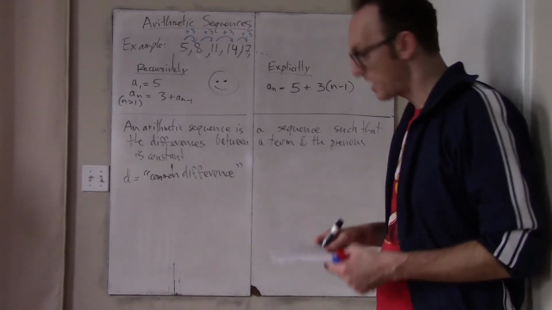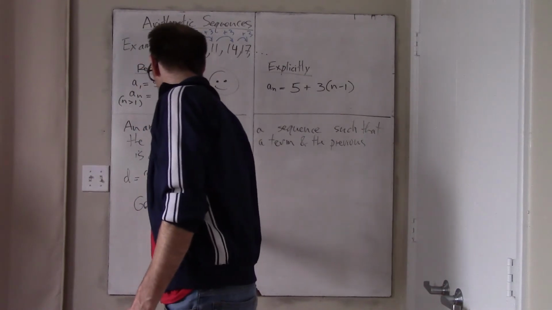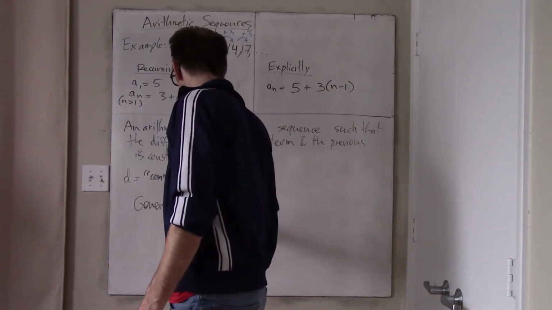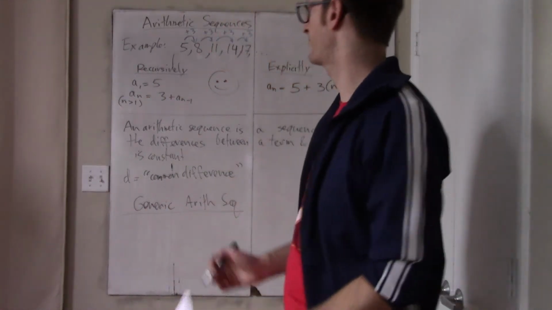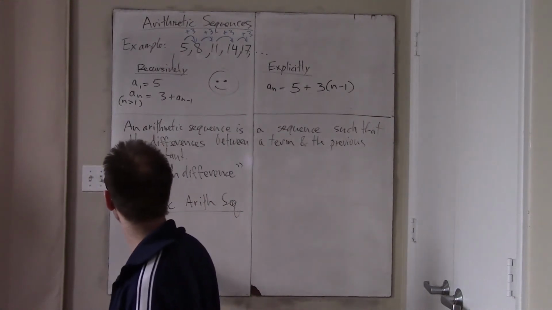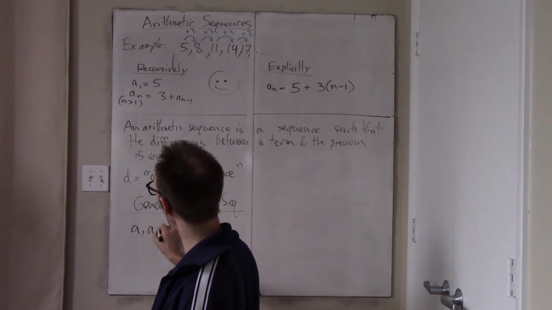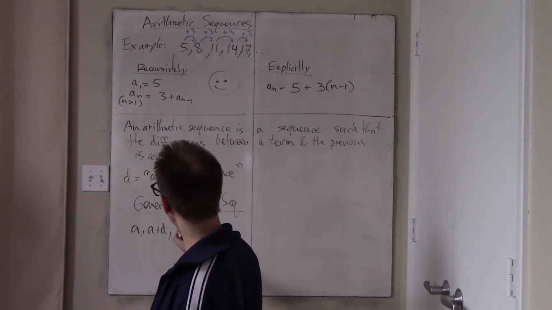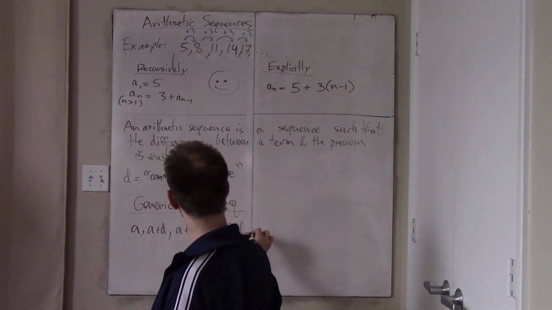And so what does a generic arithmetic sequence look like? Well, the first term is going to be a, let's just say. And then what's the next term look like? A plus d. The next term, a plus 2d. The next term, a plus 3d, etc.